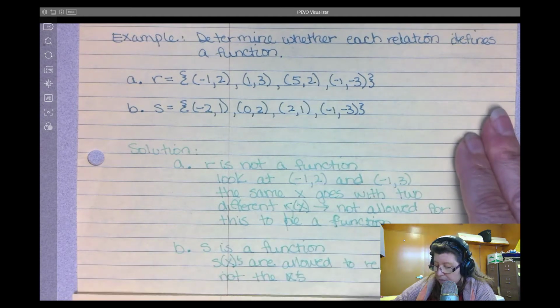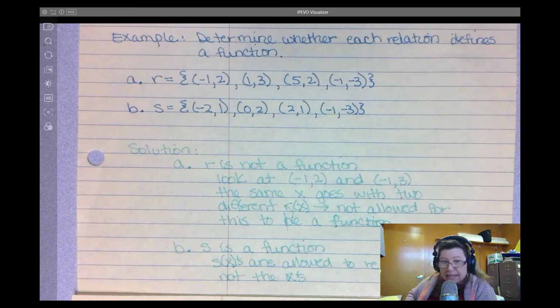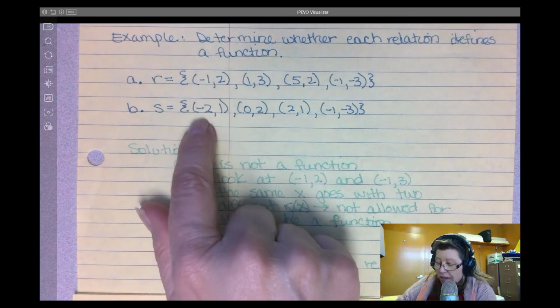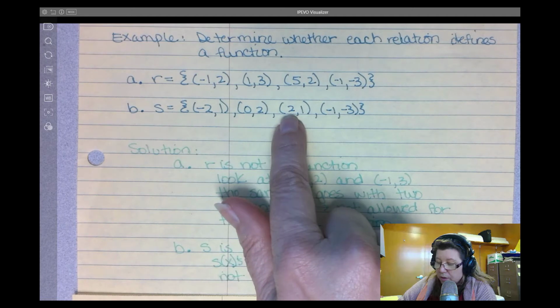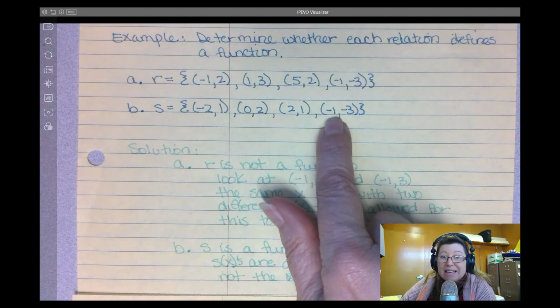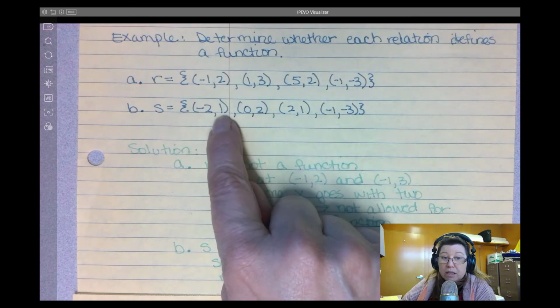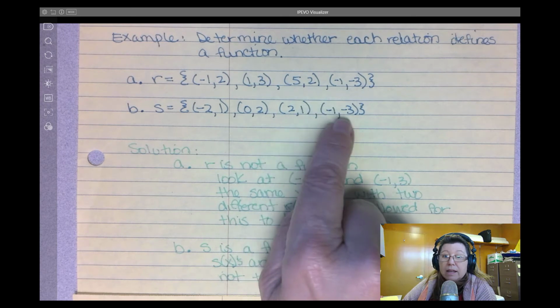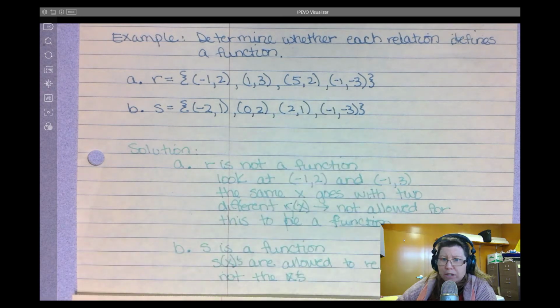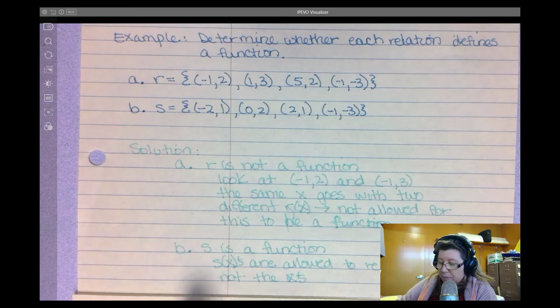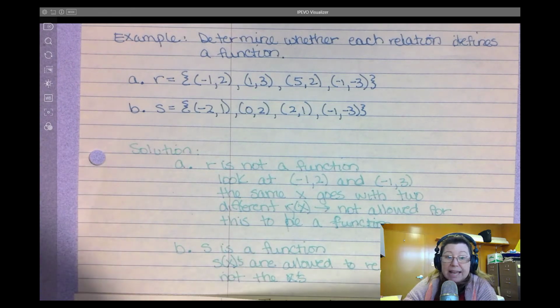For S, remember, we're only worried about the x's repeating. We have the x values of negative 2, 0, 2, negative 1. The x values do not repeat, and therefore this is a function. Now, it's totally okay for the y values to repeat. I have a 1, 2, 1, and negative 3. The y values can repeat all they want, but we're not allowed to repeat the x values. And because our x values don't repeat, S is a function.